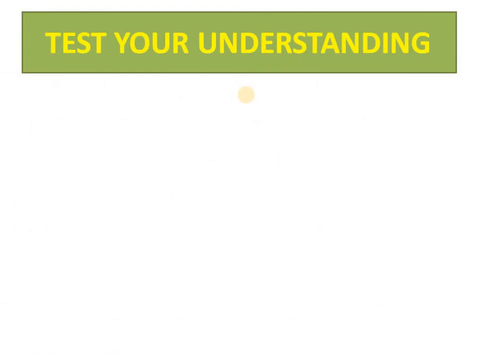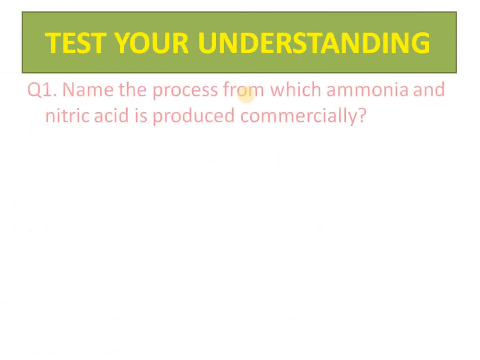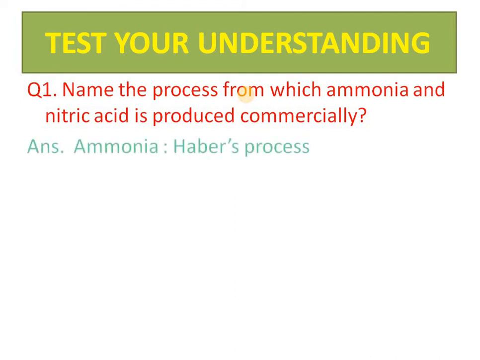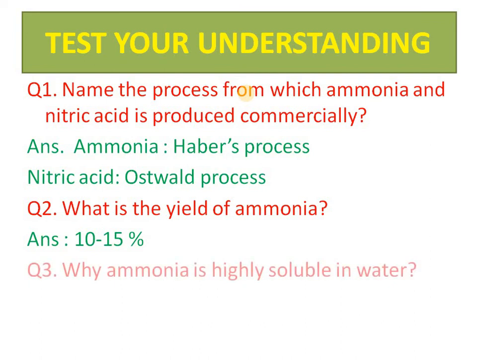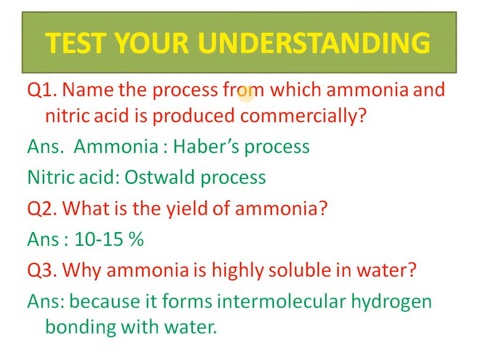So let us check the knowledge we have gained. The process from which ammonia and nitric acid are produced: you might know that ammonia is produced by Haber's process and nitric acid is produced by the Ostwald process. Second question is the yield of ammonia in the Haber process. Yield of ammonia is only 10 to 15%. And ammonia is highly soluble in water due to formation of bonds. Which type of bond is it? It is intermolecular hydrogen bonding with water.